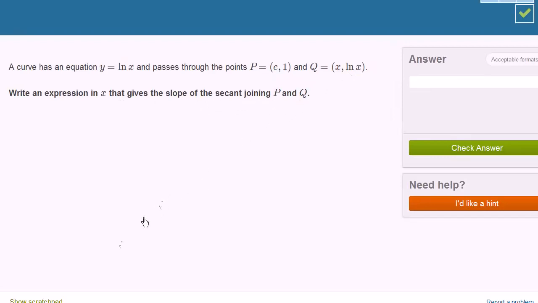So I think I'm going to need my little scratch pad for this one right over here. So this is the same question over again. And let's just try to visualize this curve right over here. So let me draw my axes. This is my y-axis, and then this is my x-axis.